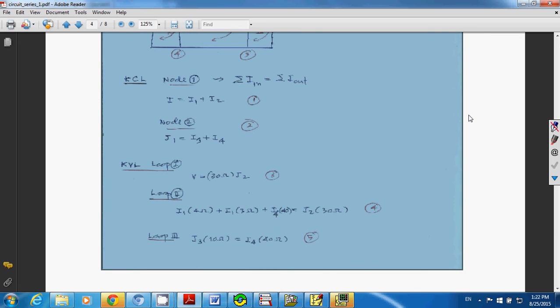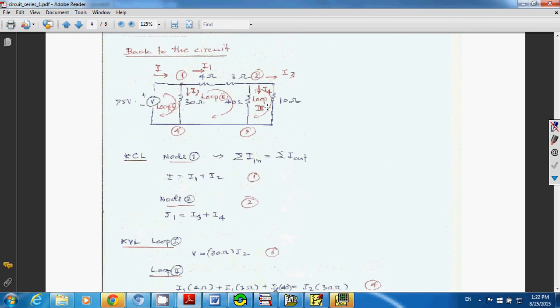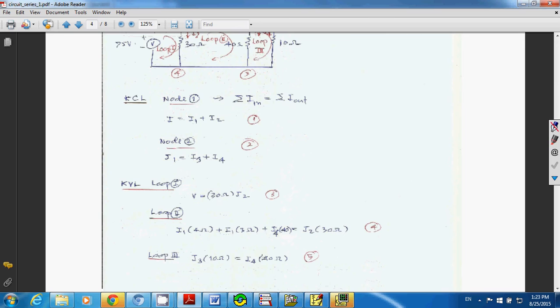Now for equation number 5, you can also see here the current flowing through the 10 ohm resistor is I3, and I4 is flowing through the 40 ohm resistor. So you end up with 10 I3 equal to 40 I4, just like I have right here.